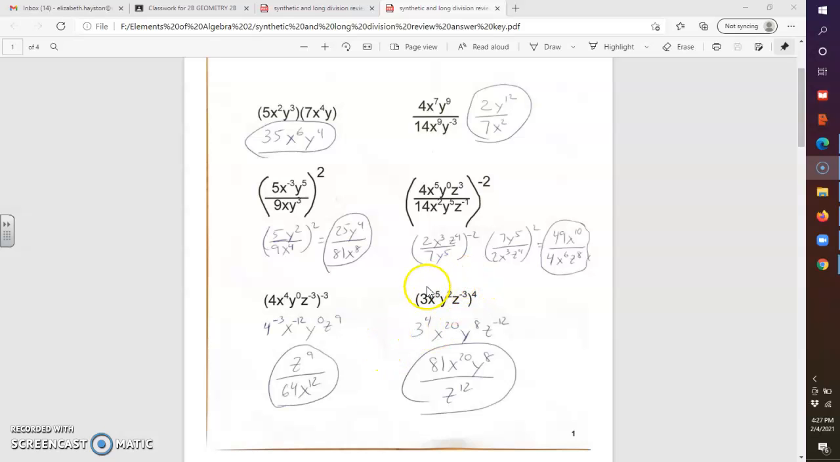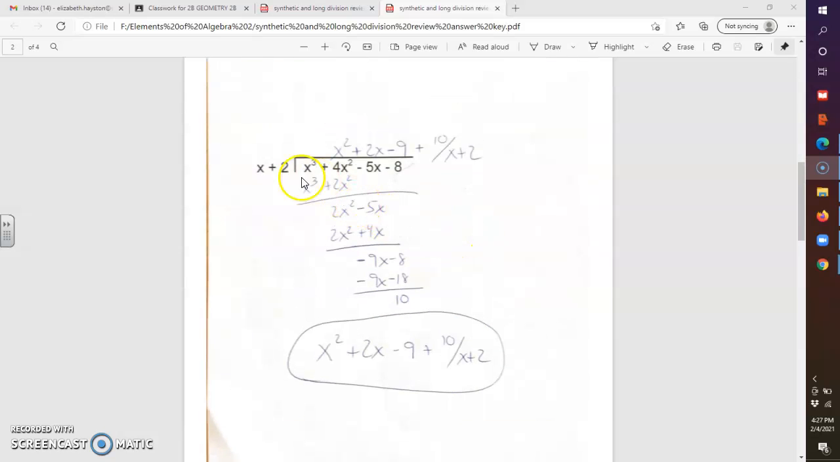Here we distribute the 4 to all four terms. Once again, there's a 1 on that 3 as an exponent, so it's 3 to the fourth, x to the 20th, y to the 8th, and z to the negative 12th. The negative goes to the denominator, everything else stays in the numerator. 3 to the fourth is 81, so 81 x to the 20th, y to the 8th, over z to the 12th.